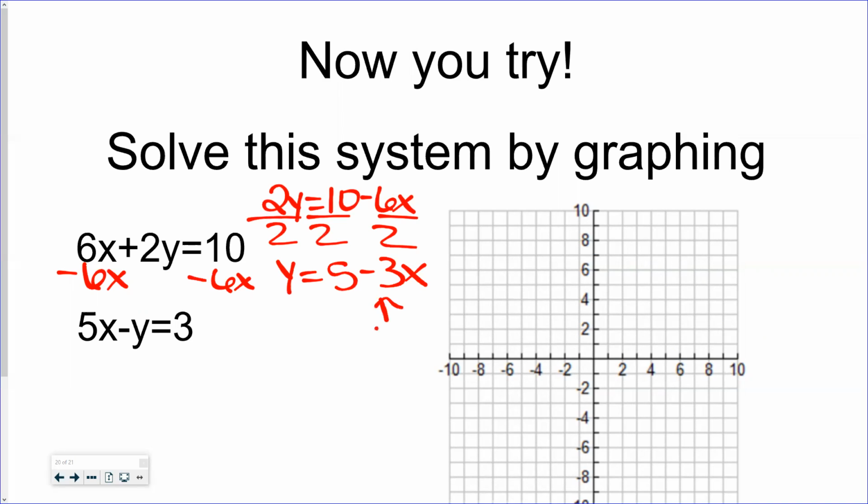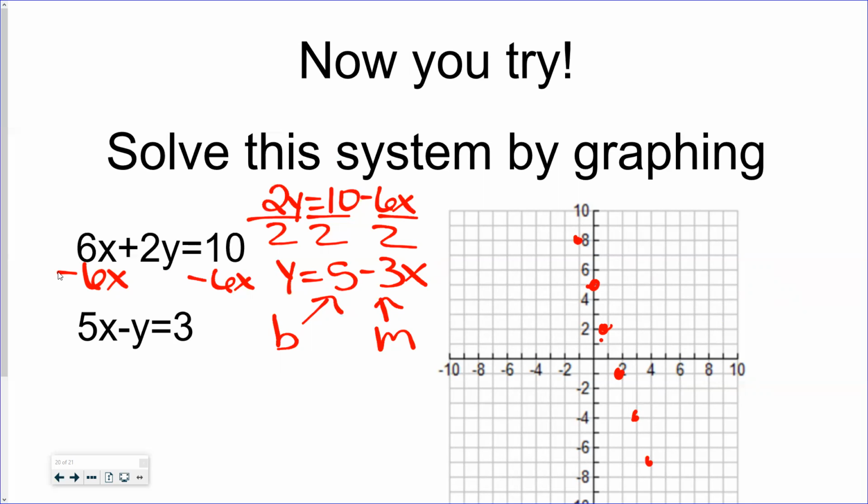So my slope is negative 3. My y-intercept is 5. So down 3, right 1, down 3, right 1, and that's it.